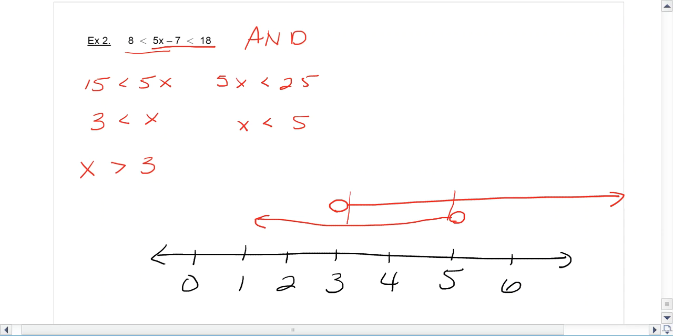So when I graph my final answer in blue here, we have an open circle on 3, an open circle on 5, and it's only the values that are in between here. In between 3 and 5, but not including 3 and 5. All right, so that's the solution set for example 2.